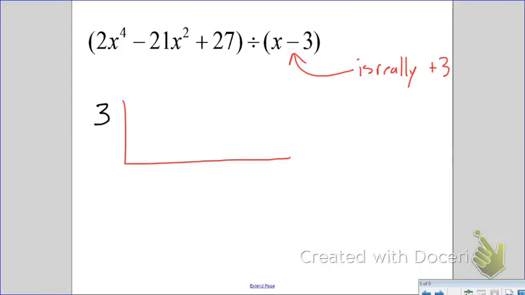Now let's list the coefficients. 2 in front of power 4. I don't see power 3, so I put 0. Negative 21 is in front of power 2. I don't see power 1, or just the x. And then the 27.